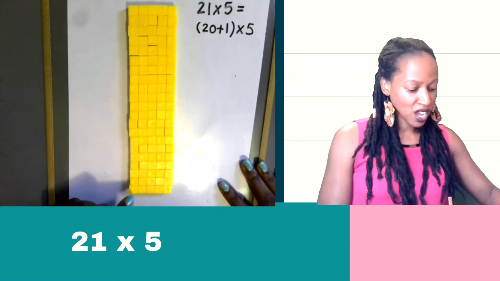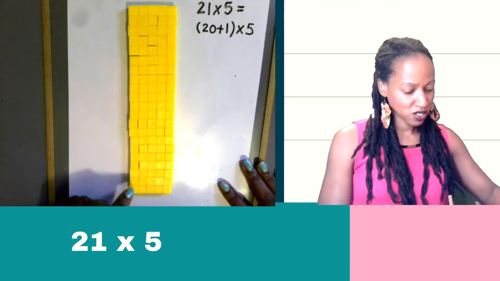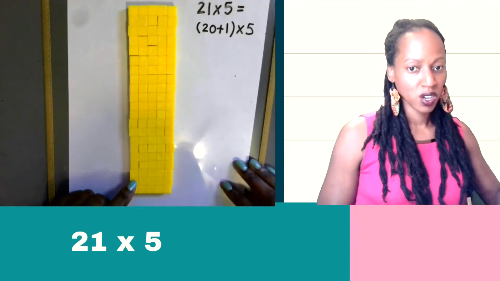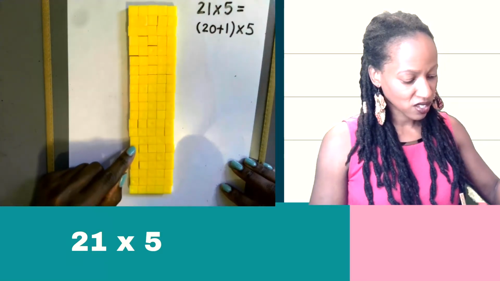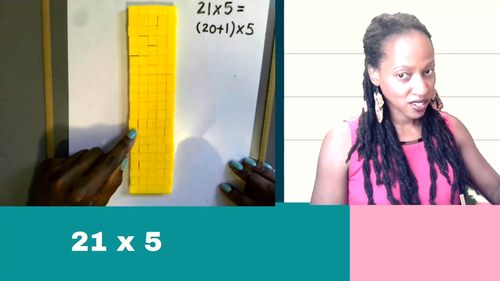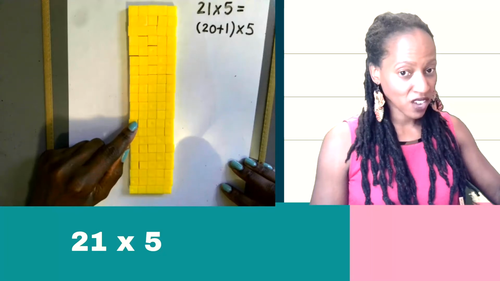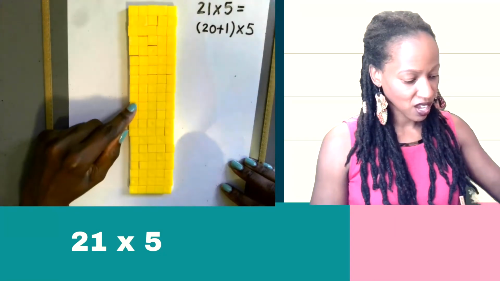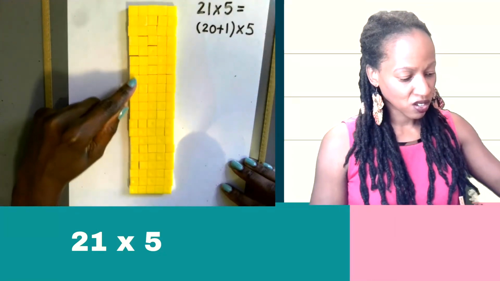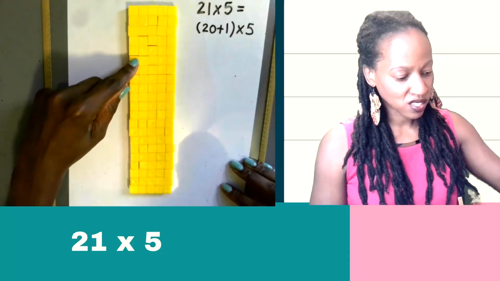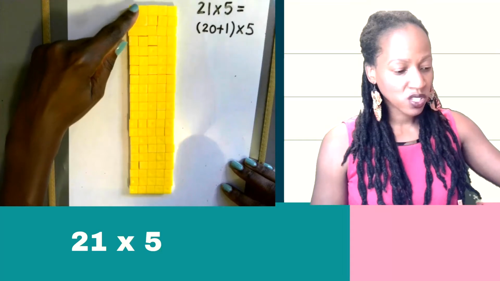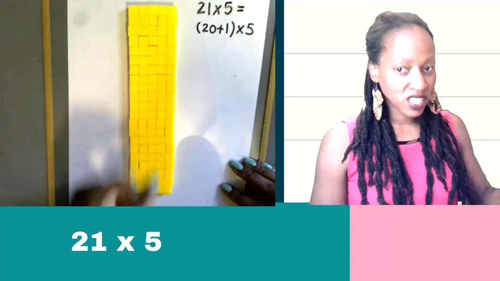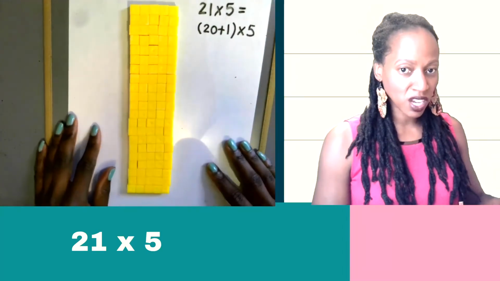Let's start. I have 1 group of 5, 2, keep counting, 3, 4, 5, 6, 7, 8, 9 groups of 5, I'm still counting, 10, 11, 12, 13, 14, 15, 16, 17, 18, 19, 20, 21 groups of 5. So I did correctly represent my multiplication sentence.